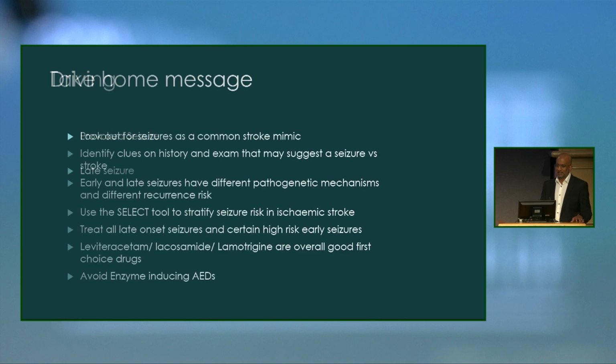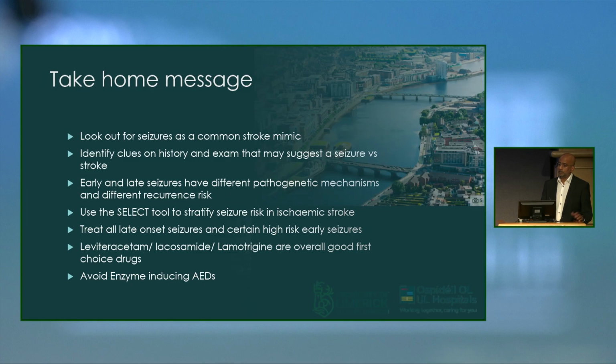Take-home messages: look out for seizures as a common stroke mimic. Identify clues on history and exam that may suggest a seizure over a stroke. Early and late seizures have different pathogenetic mechanisms and different recurrence rates. Use the SELECT tool to stratify seizure risk in ischemic stroke. Treat all late onset seizures and certain high risk early seizures. Levetiracetam, lacosamide, lamotrigine are overall good first choice drugs, and try and avoid enzyme inducing anti-epileptic drugs.